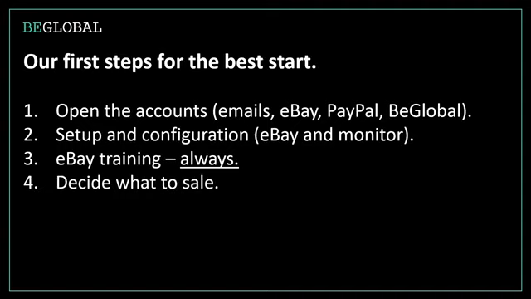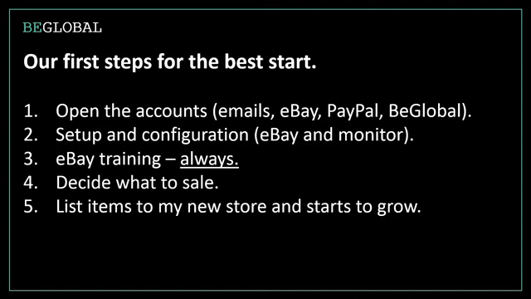Then, not only after, but during this learning process, we decide what items to sell from the website, and we start to list items to my new store, and start to grow. We have limitations we need to remove, we have feedbacks we need to acquire, we have to study the software. So I made it easy for you by giving you these steps. Open the accounts, do the setup, training, learning eBay and the software of BeGlobal Price Monitor, and then after that we decide what we want to sell, we list it, and we start to grow from 10 to 20 to 100 and to 400 items.